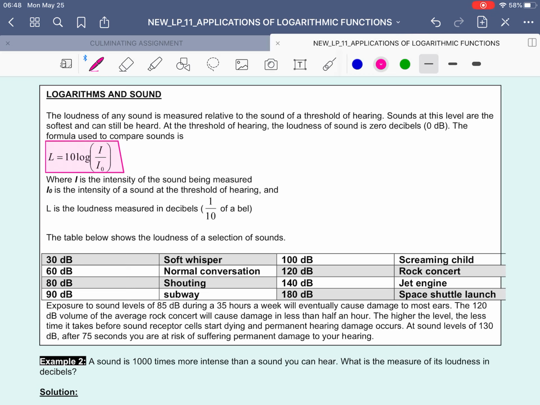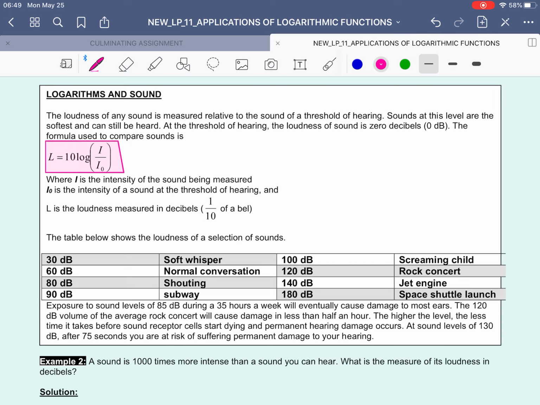Just like for magnitude, we had I0, the intensity of an earthquake that you could barely feel, and everything was compared to that. Same with the intensity of the sound. And L is the loudness, measured in decibels. So the unit of measurement here is called the decibel. It is named after Alexander Bell, who, by the way, is Canadian, as you know, and dedicated part of his career to describing the loudness of a sound.